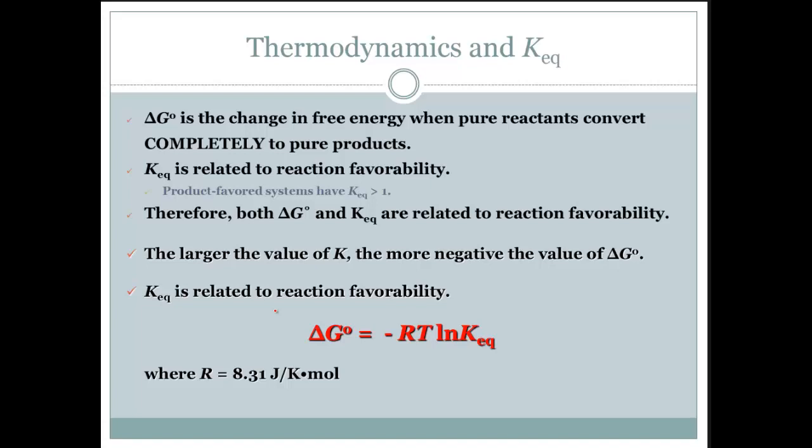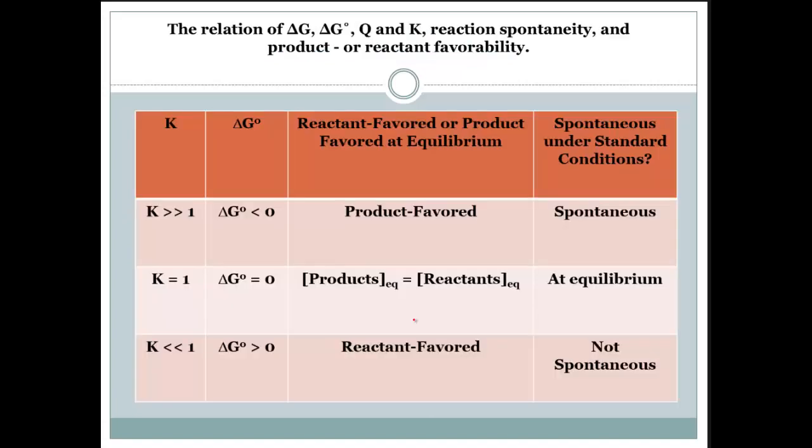The larger the value of K, the more negative the value of delta G. KEQ is related to the reaction favorability, as delta G naught is equal to negative RT ln of KEQ. R is 8.31 joules per Kelvin mole, and T is temperature in kelvins. So let's take a look at what the numbers mean.